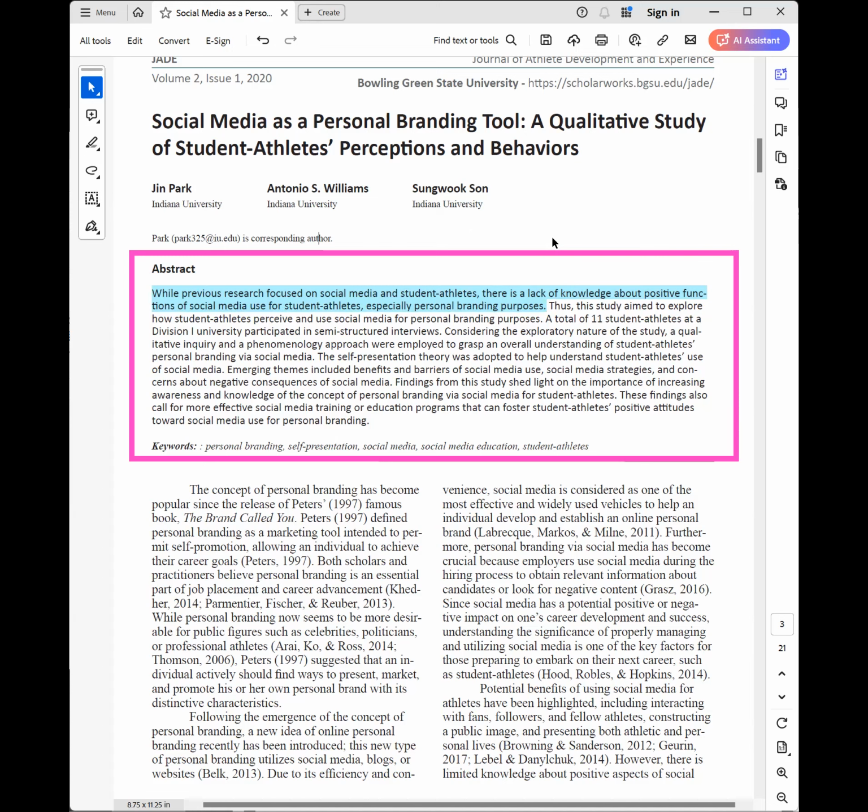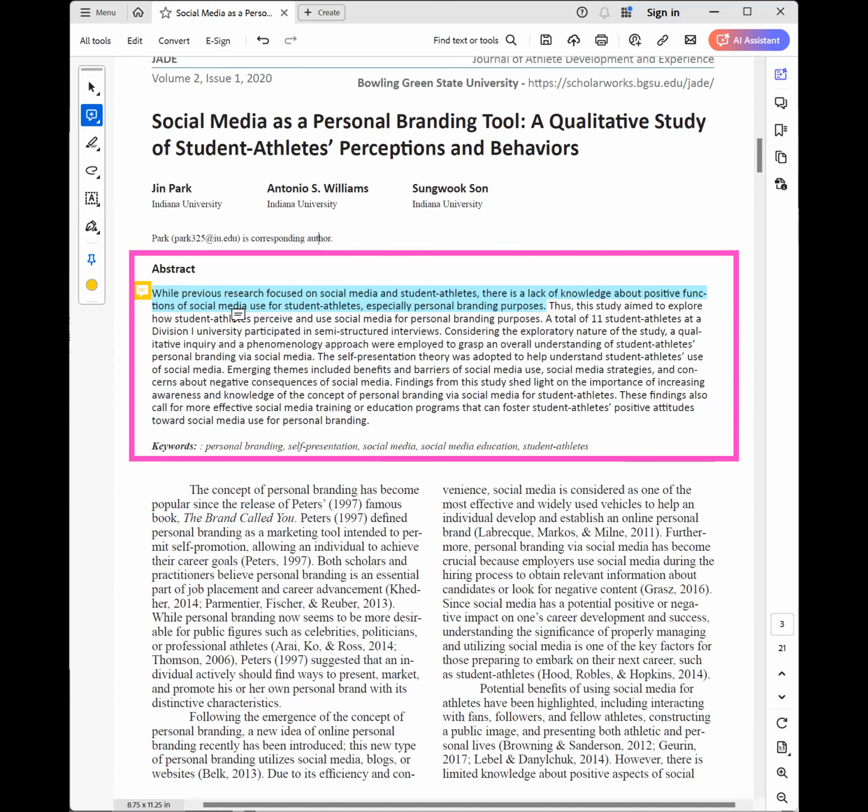Thus, this study aims to explore how, and I guess I could add a little note too if I wanted to. I could say, the authors read everything available and found a gap in knowledge. And that's how we do things. We find gaps in knowledge and we design research studies to try to fill those gaps. So I'm going to add that little comment in there.